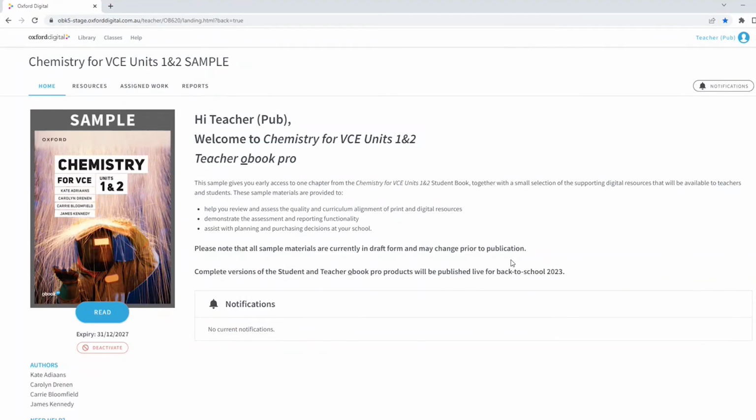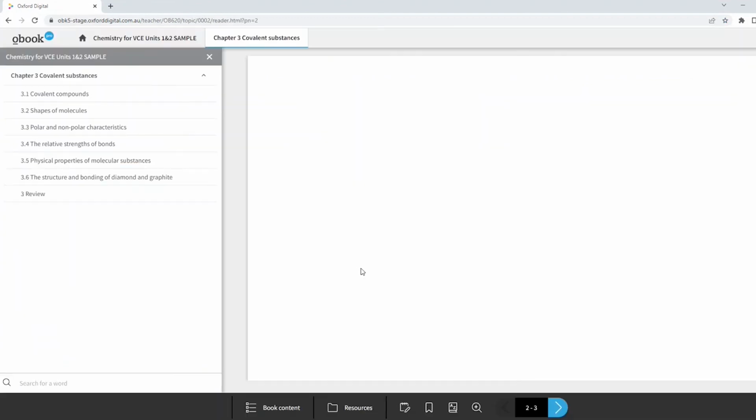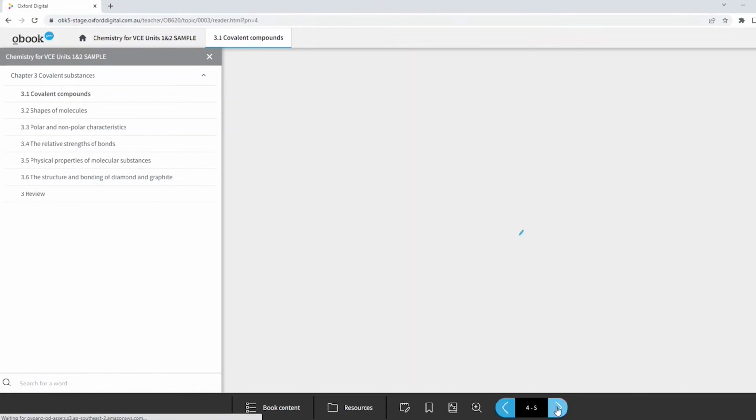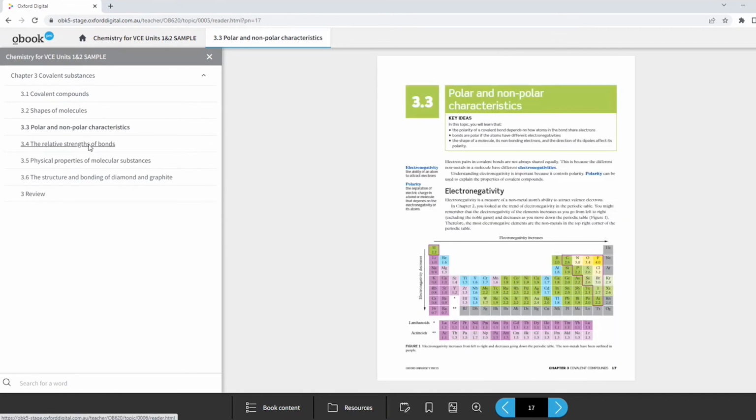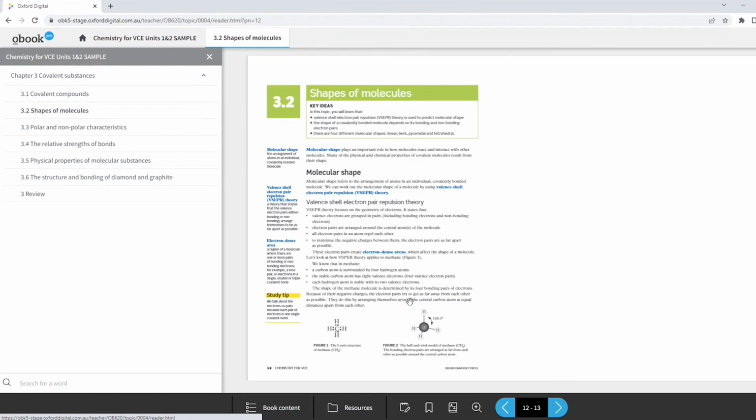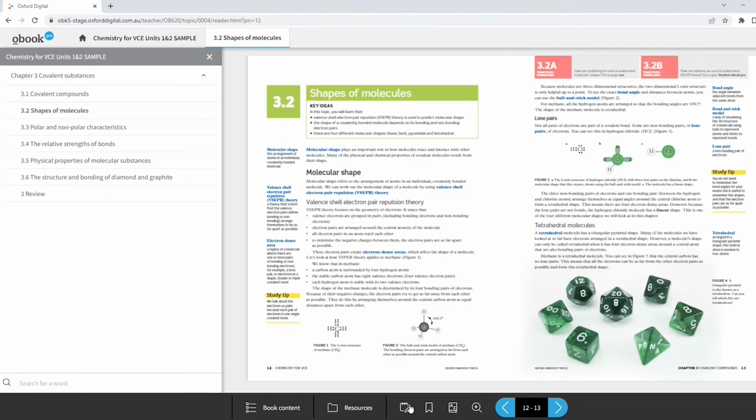Here, I've just got the home page for the Oxford digital platform, and you can find the book here. So I've just got the sample chapter for the teacher version of the book loaded up. You can click here to access the ePDF, so I'll just click through. And this is the covalent compounds chapter, which I've just walked you through now. You can flick through the pages using these arrows here, or you can navigate using the book content tab where you can just flick and directly go to the topic that you're looking for. There are also note-taking, highlighting, bookmarking, and a dictionary functionality that you can access.